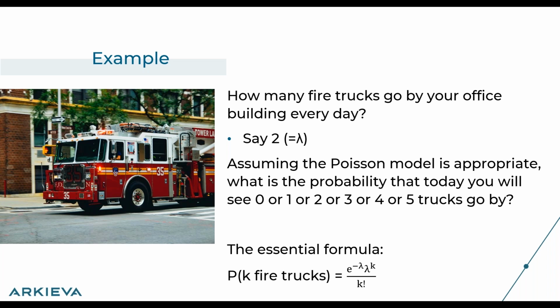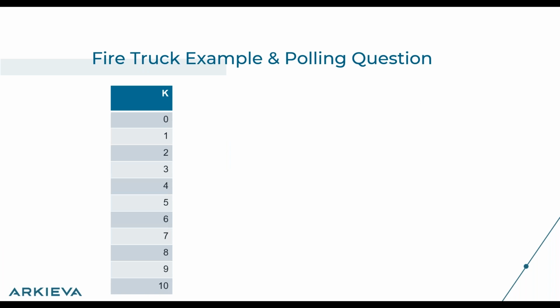K factorial is a mathematical construct. It simply means if you take the number 3, then 3 factorial will be 1 times 2 times 3. If you take the number 5, then 5 factorial would be 1 times 2 times 3 times 4 times 5. So with that said, we want to ask the question, what are the expected probabilities if we consider k taking different values?